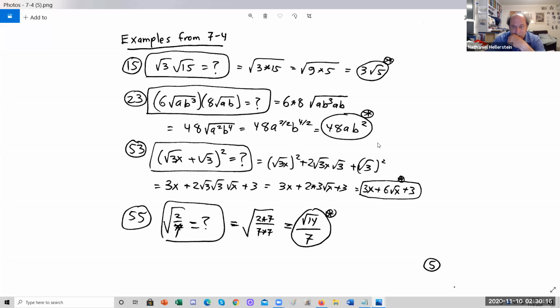Okay, some examples, and I hope I'm not repeating myself again. Root 3 root 15 is root of 3 times 15, which is 45, which is 9 times 5. Root 9 is 3, you get 3 root 5.